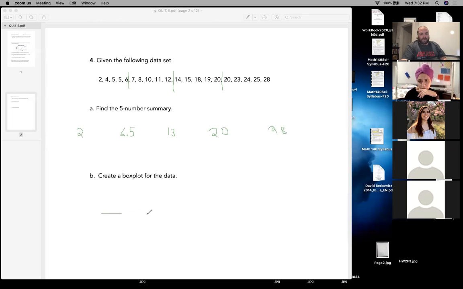And then the box plot is essentially just 28 here and 20 here, and the median is 13, and 6.5 and 2. Make sense? I hope so. All right.